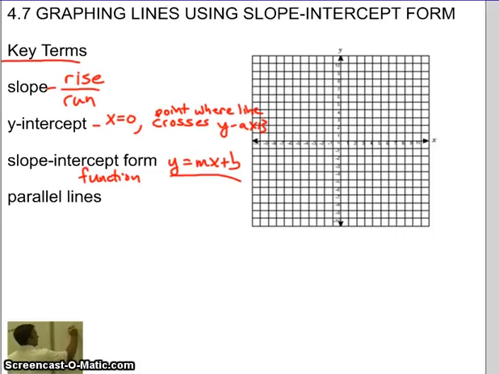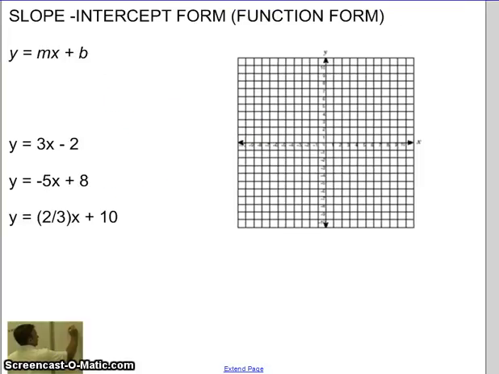The last key term is parallel lines. If you remember from previous sections, parallel lines have the same slope. The symbol for parallel lines is two lines side by side. Parallel lines will have the same slope.